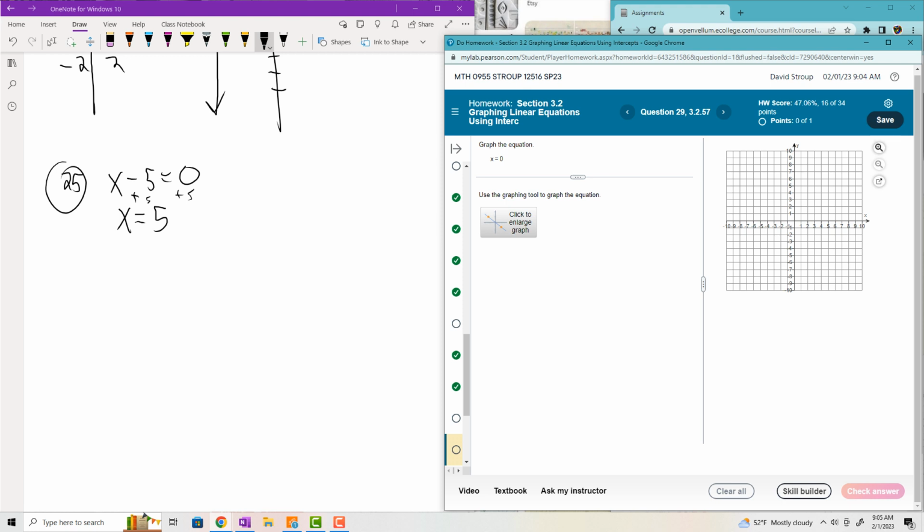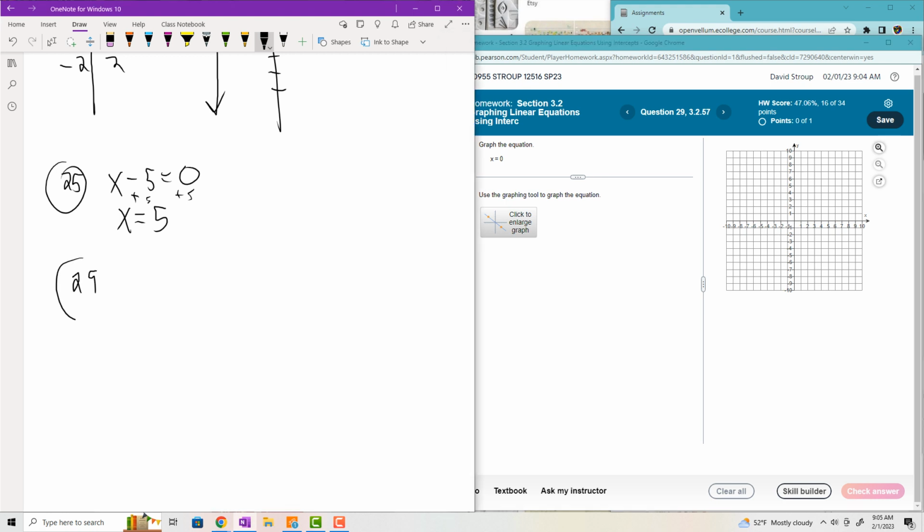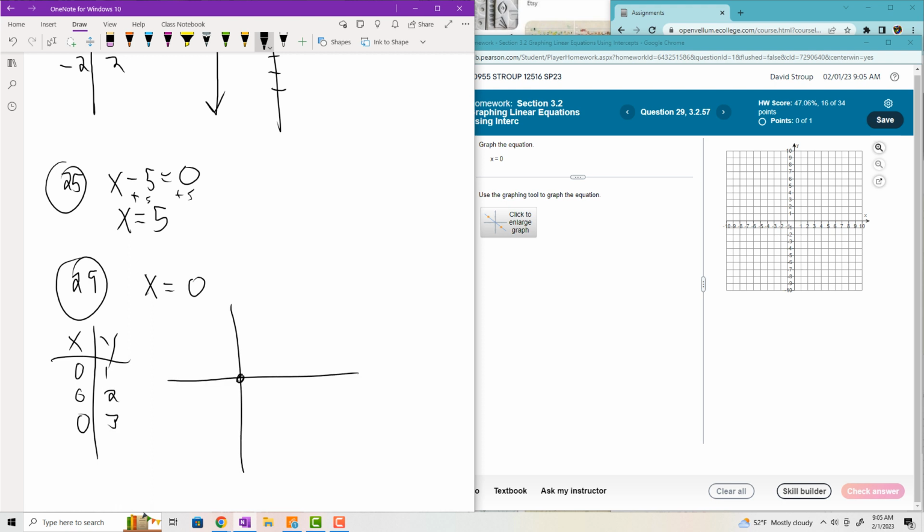X equaling 0, that will be the y-axis. Okay, so x equals 0. Again, if you're not sure, you can just do this table where x is always 0 and let y be whatever the heck you want. Okay, so you'll have (0, 0), (0, 2), (0, 3), (0, 1), and the line is just the y-axis.